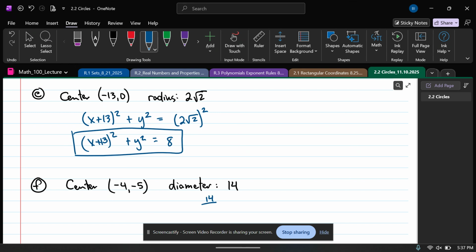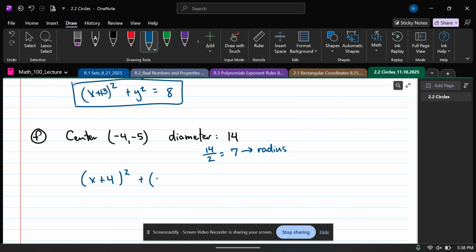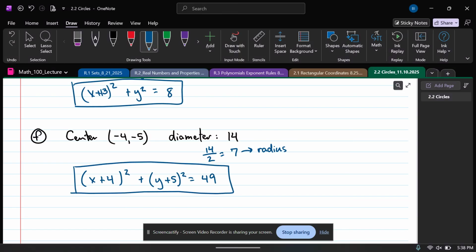So that would be my radius. If they give you diameter, you got to know to divide that by 2 to get your radius. So then my equation would be what? 49. 7 squared would be 49. You can go ahead and do that in one step if you want to. So that ain't too bad.